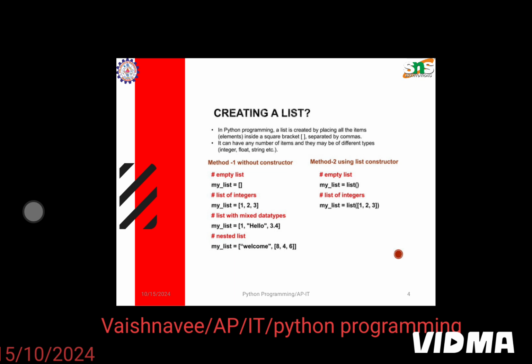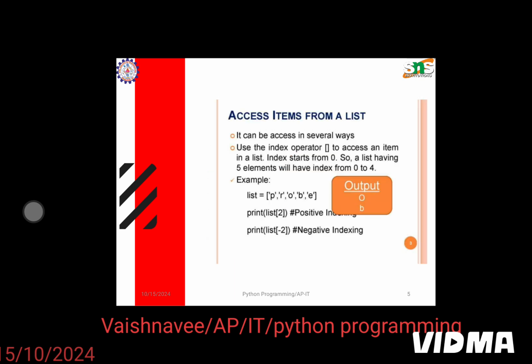As we have created the list, let us see how to access the items in a list. Similar to an array, it can be accessed in several ways, like the index operator, which is used to access an item in a list. As with an array, the index starts from 0. So a list having 5 elements will have an index from 0 to 4. For example, take the list PROBE, which has 5 elements.